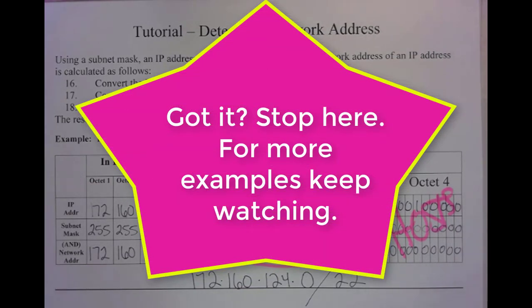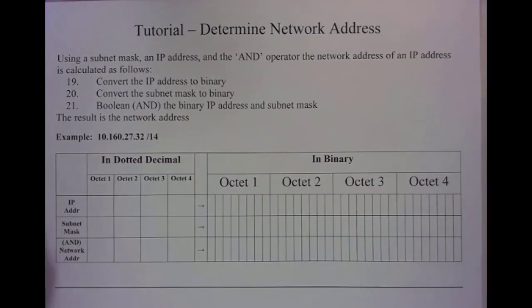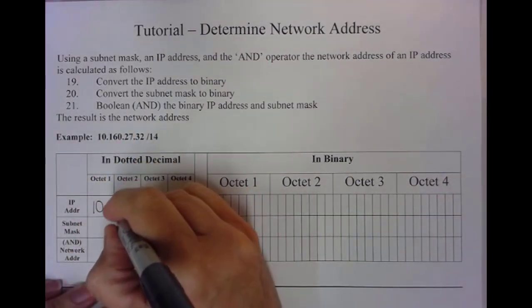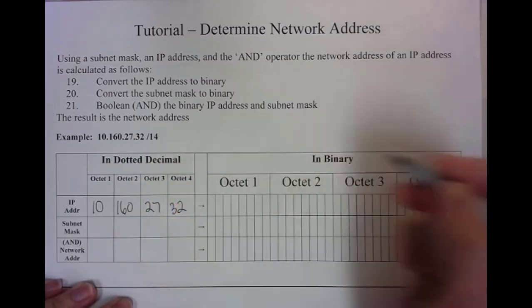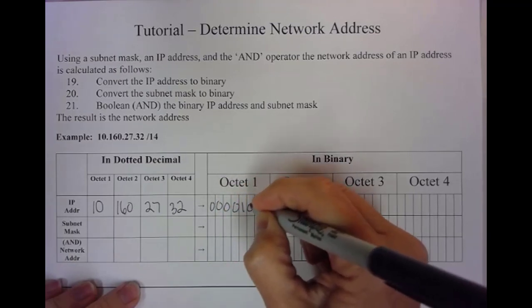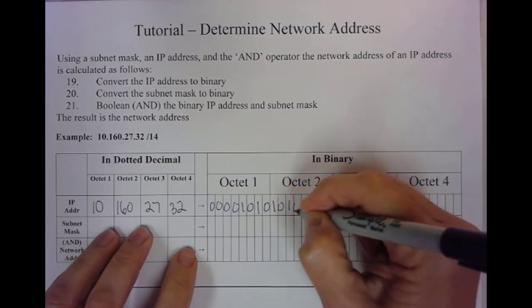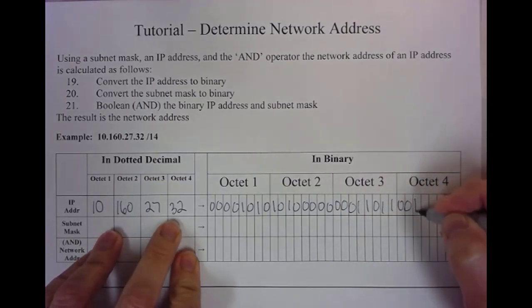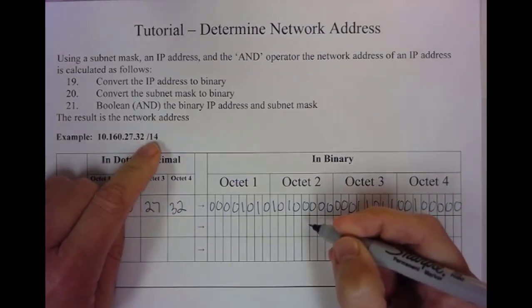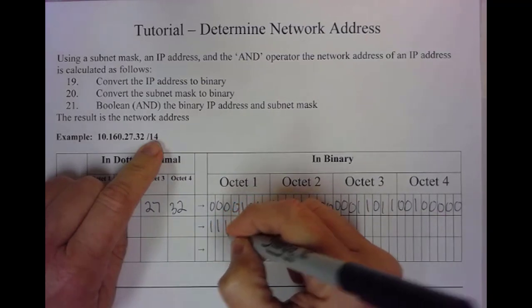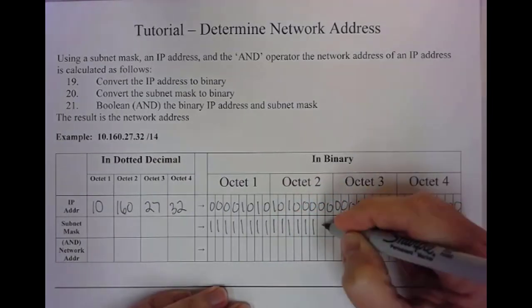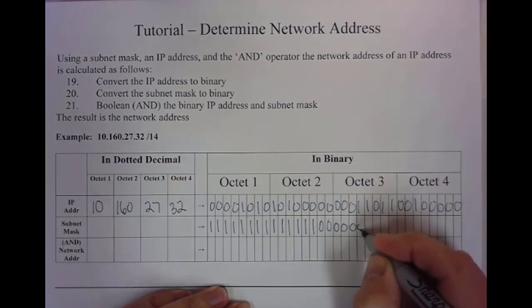I'm going to do a couple more examples. This example is the IPv4 address of 10.160.27.32, and it is a /14. I'm going to carry my values into my helper table. So convert to the binary. Now for the subnet mask, I know that I have 14 bits on in the subnet mask. So here's my first 8 bits. 9, 10, 11, 12, 13, 14 are on, 15 and 16 are off, and all of these are off.